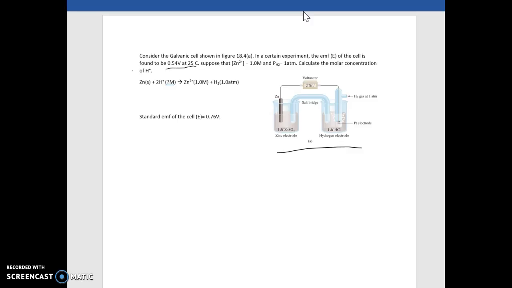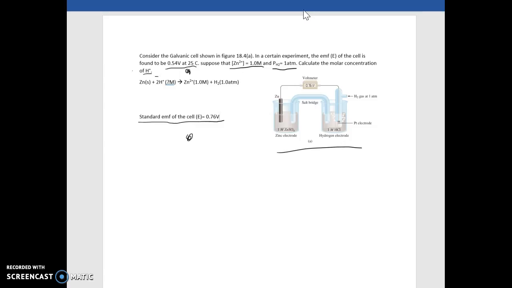Suppose that the concentration of the zinc 2 ion is 1 mole and the pressure of the hydrogen gas is at 1 atmospheric pressure. Then calculate the molar concentration of the hydrogen ion. They also give us the standard EMF of the cell, which is 0.76, and up here they had given us the non-standard EMF. So we have to find a way of correlating this non-standard EMF, this standard EMF, and the concentrations that they gave us.